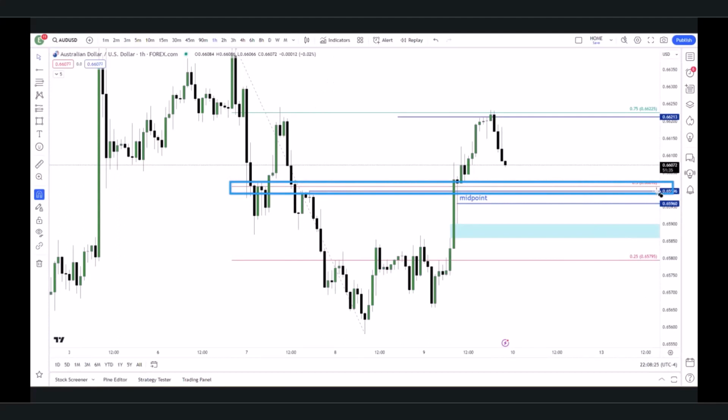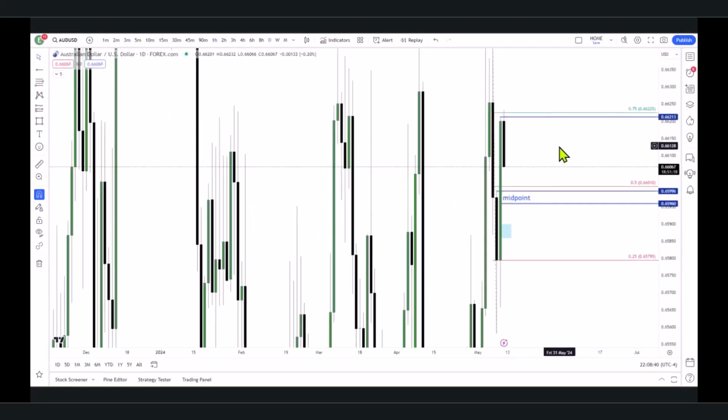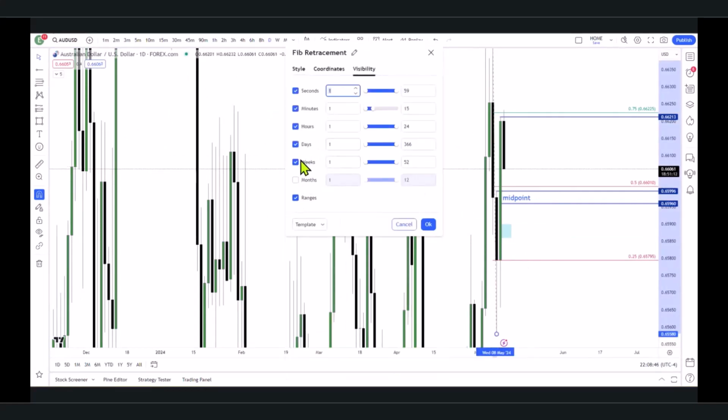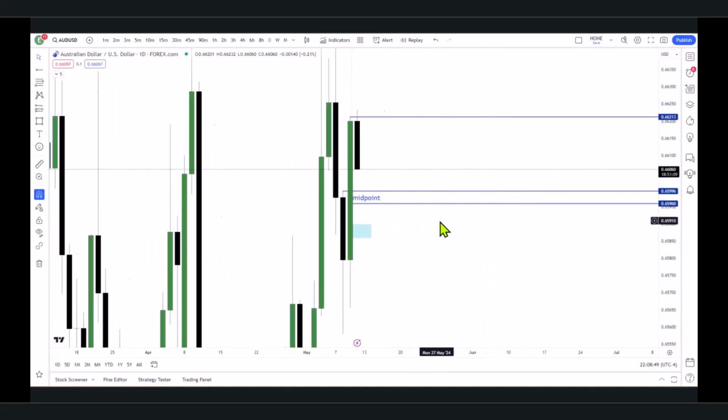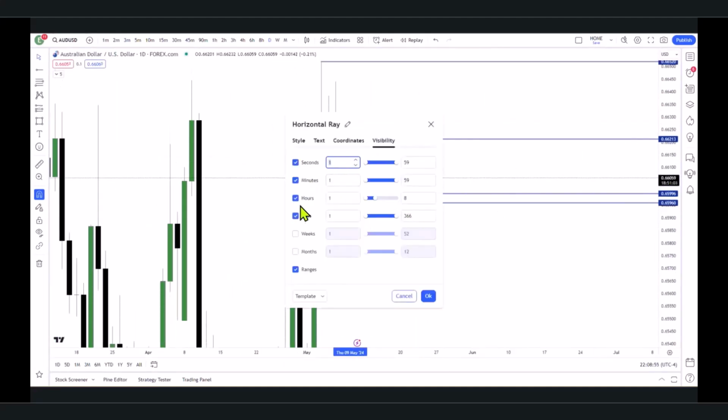So now we've got a combination of things that are kind of indicating to us where this turning point might be. We've got the previous day high that is now very close to the 50% midpoint of that range. So let me tidy this up a little bit so we can clearly see these lines. I'm going to just show you again on the daily chart.